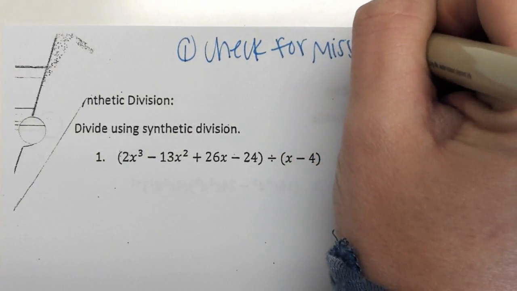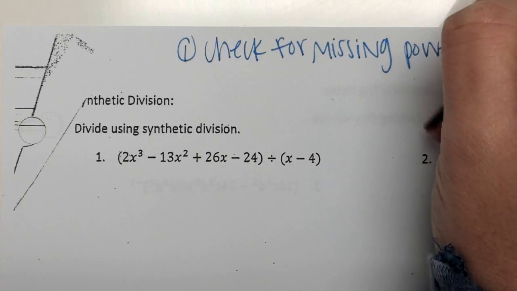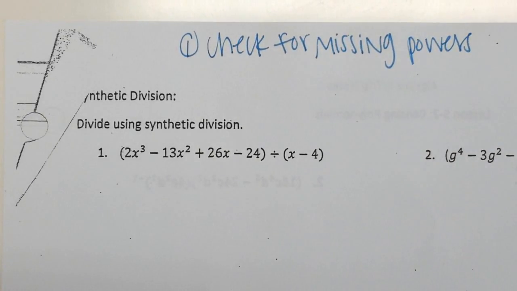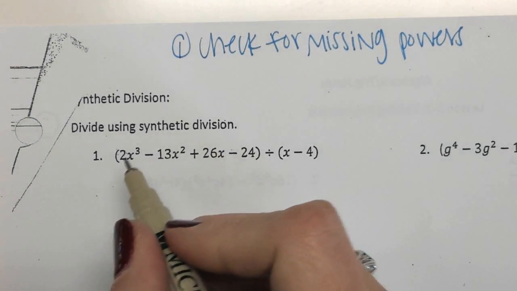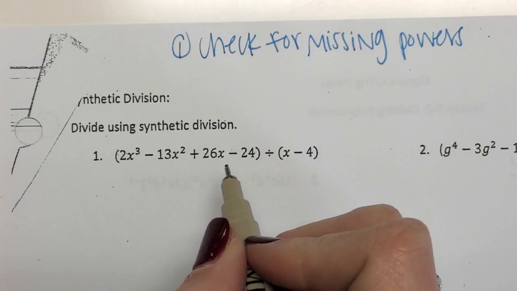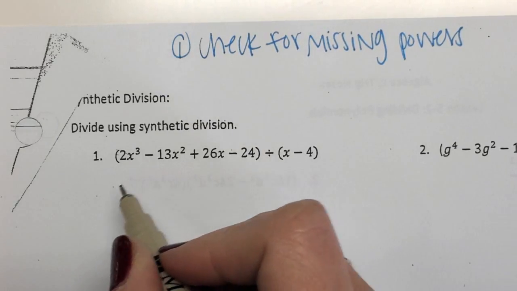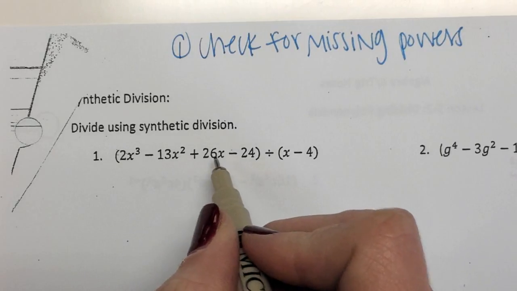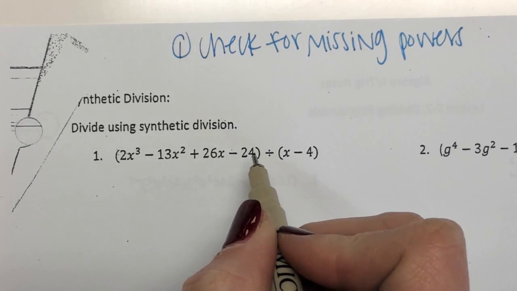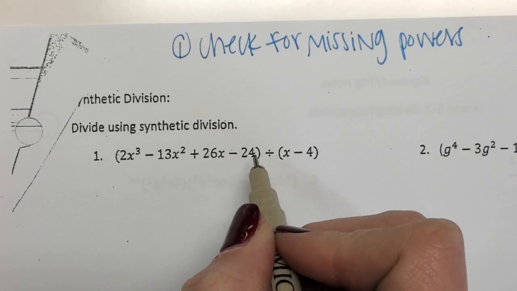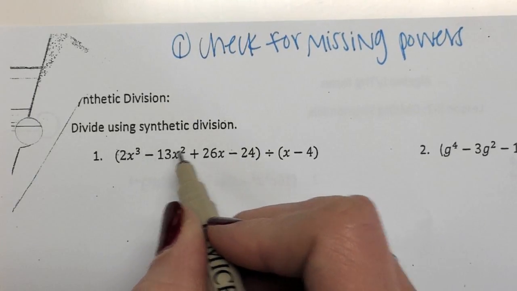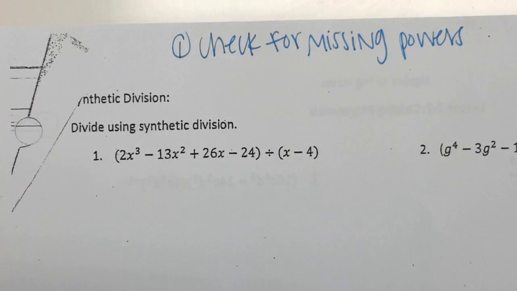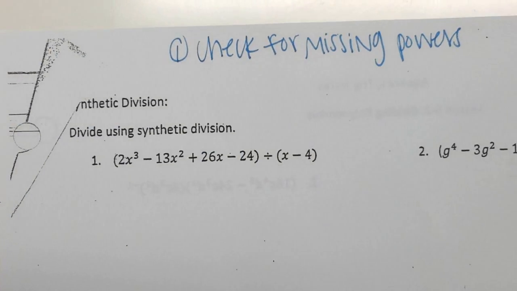Missing powers. What do you think I mean by powers? Exponents. Good. So what you're going to do first is just look at this, what we're dividing, the bigger one, and see if we skip any powers. Okay, what's the exponent here? What's the exponent here? 0. No letters, right? 3, 2, 1. Did we skip any? No. So we've already checked for that.